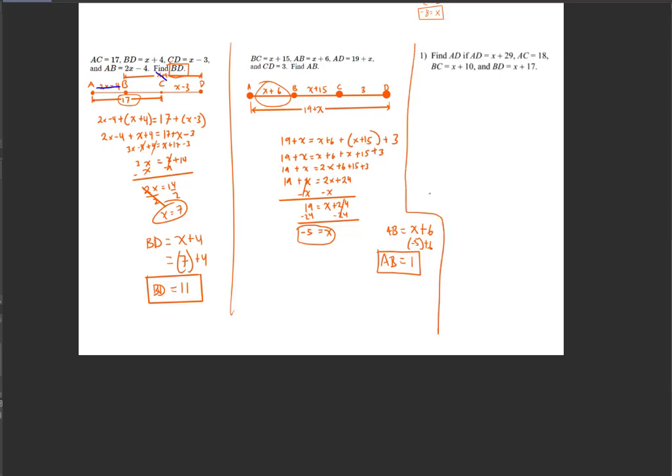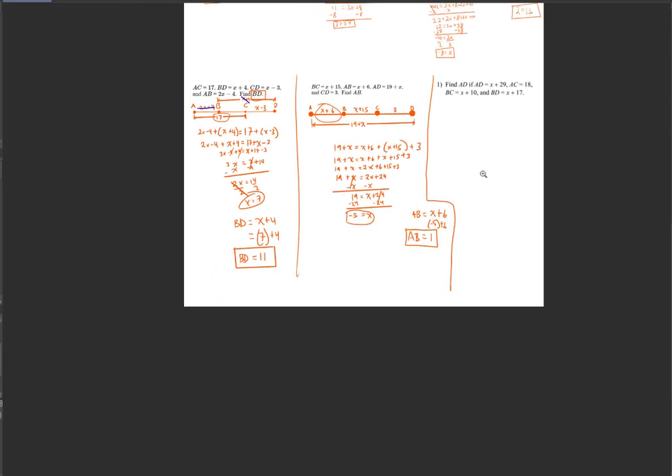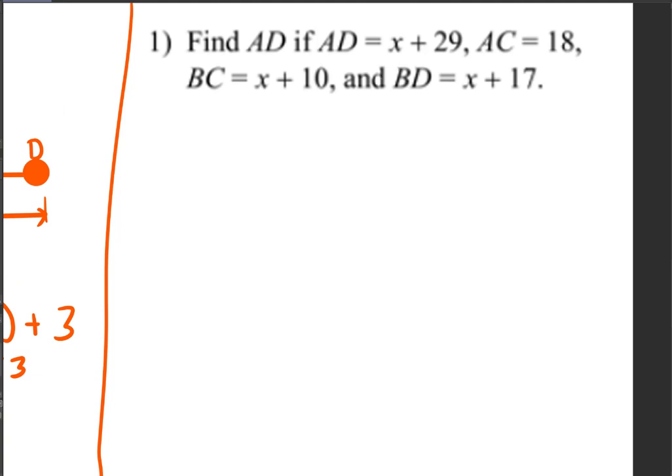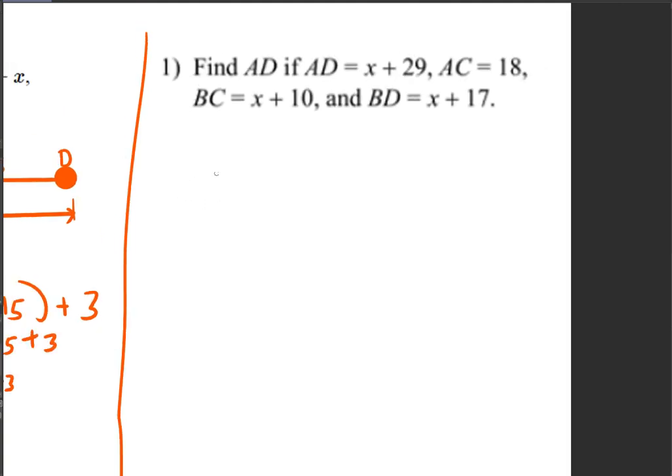All right, let's do the last archetype, okay? So the last archetype problem is this, where I find AD if AD is equal to x plus 29. Woo! Okay, so once again, I'll start making my line. Go ahead and make my dots. 1, 2, 3, and 4, right? And I'm going to label those dots as well. Here we go. So we have A and B and C and D, okay? And it says that AD is x plus 29.